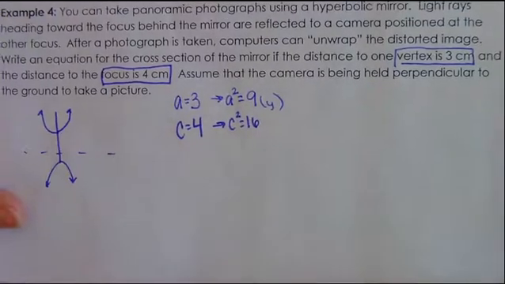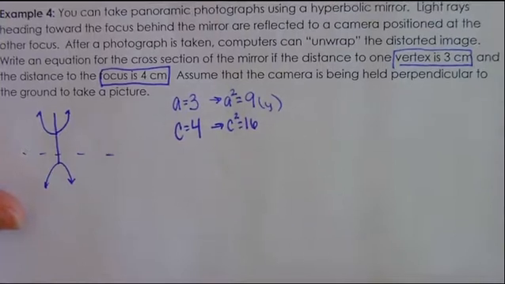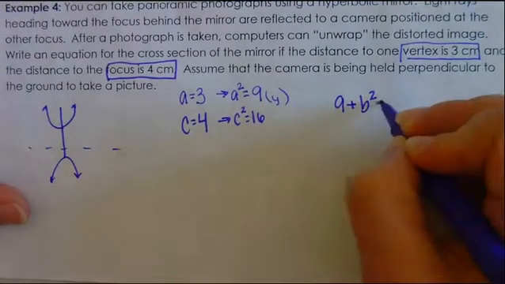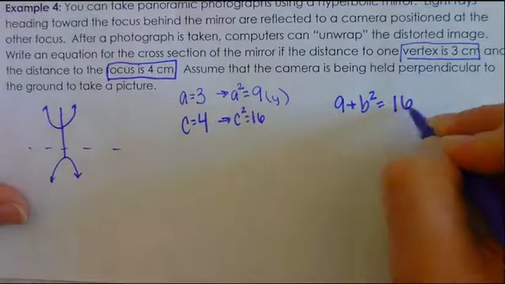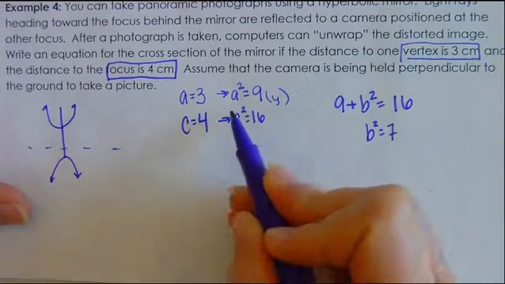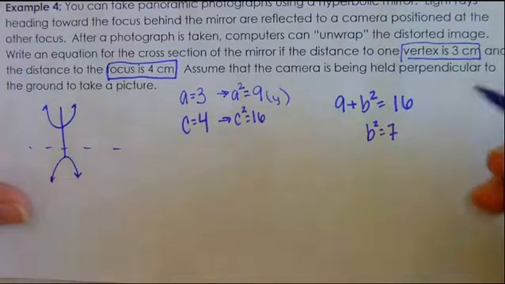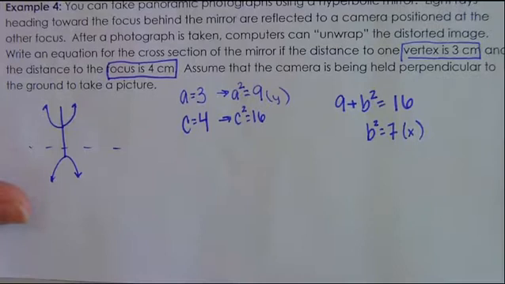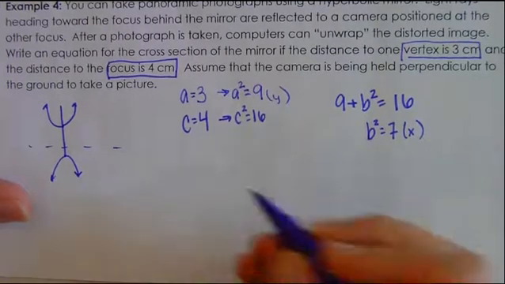So we can now plug that into our foci formula, figure out what B squared is. So A squared, 9, plus B squared equals C squared, which is 16. So that's going to tell us that B squared is 7. Now, because A is already matched up with Y, that means that B has to match up with X. We're going to assume that the center is at the origin. It doesn't tell us anything different, so when you're doing word problems, that's kind of a safe assumption to make.